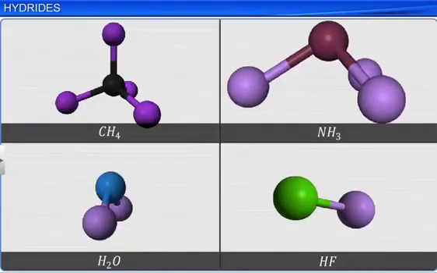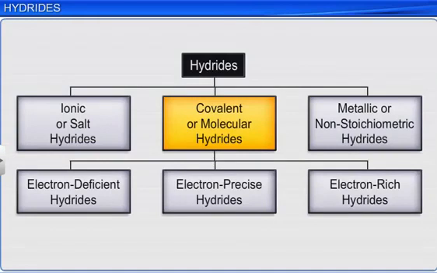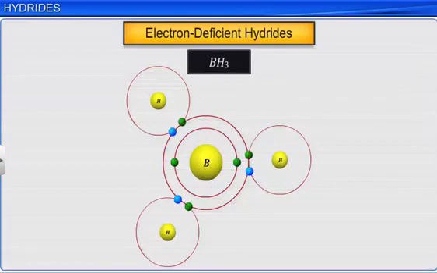Covalent hydrides are further classified into 3 types, depending on the number of electrons and bonds present in their Lewis structures. The 3 different types are electron-deficient hydrides, electron-precise hydrides, and electron-rich hydrides. As the name suggests, electron-deficient hydrides do not have the required number of electrons to write their conventional Lewis structure. In other words, they do not have complete octets.